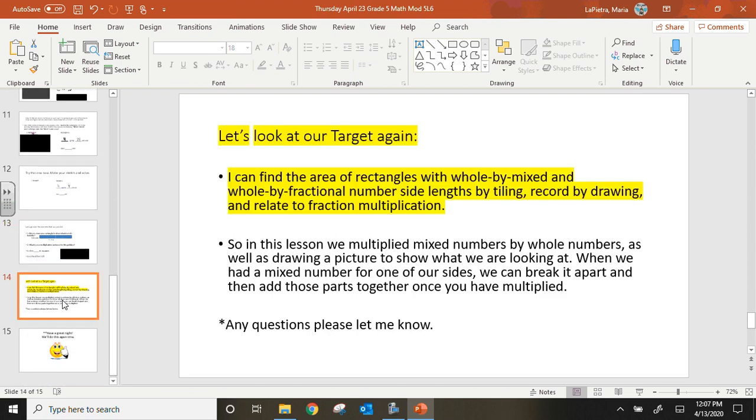Okay, let's look at our target again. I can find the area of rectangles with whole by mixed and whole by fractional number side lengths by tiling, recording our drawing, and relating to fraction multiplication. Okay, so in this lesson we multiplied mixed numbers by whole numbers, as well as drawing a picture to show what we are looking at. When we had a mixed number for one of our sides, we broke it apart and then we added those parts together once we multiplied them.